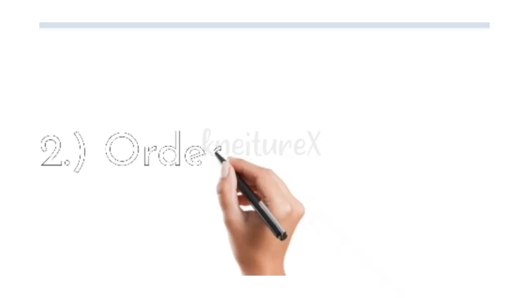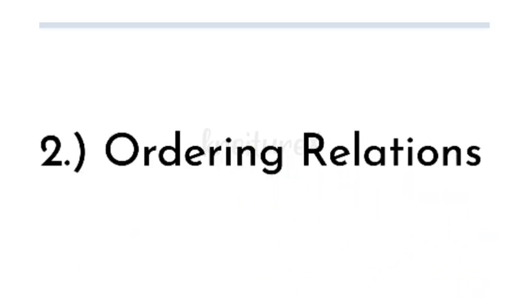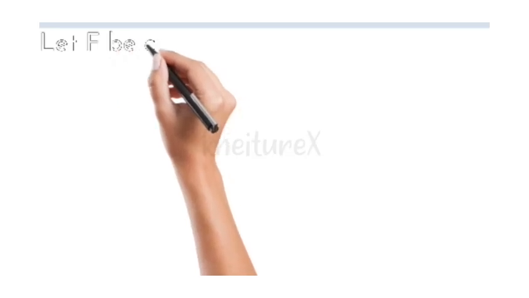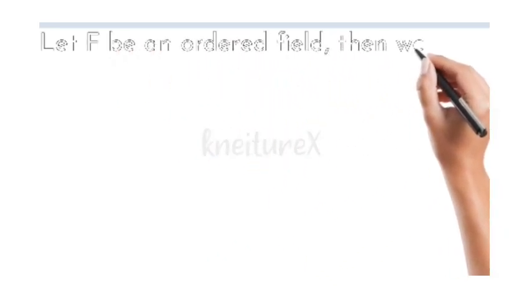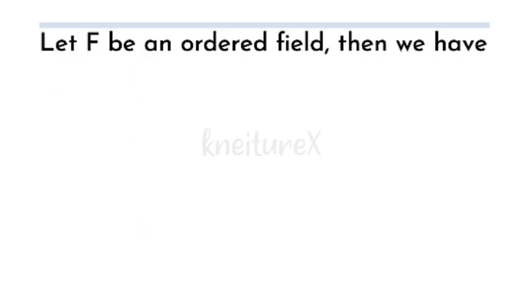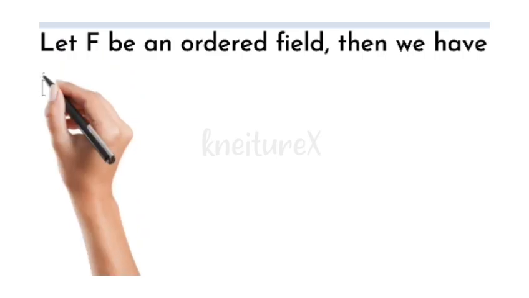So let's move on to ordering relations. Looking at ordering relations, we want to look at four properties, which are the conditions on two or three elements in another field. Now let F be another field. Then we have to consider one of the following.